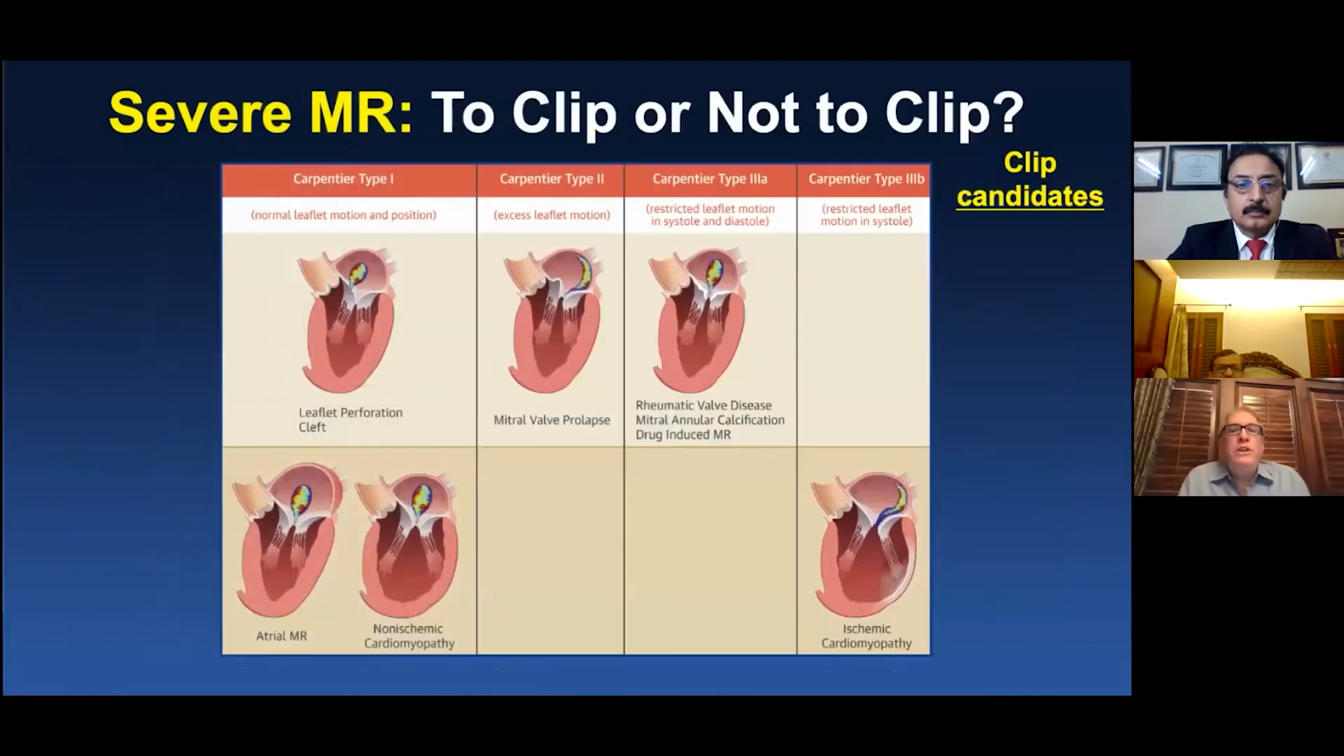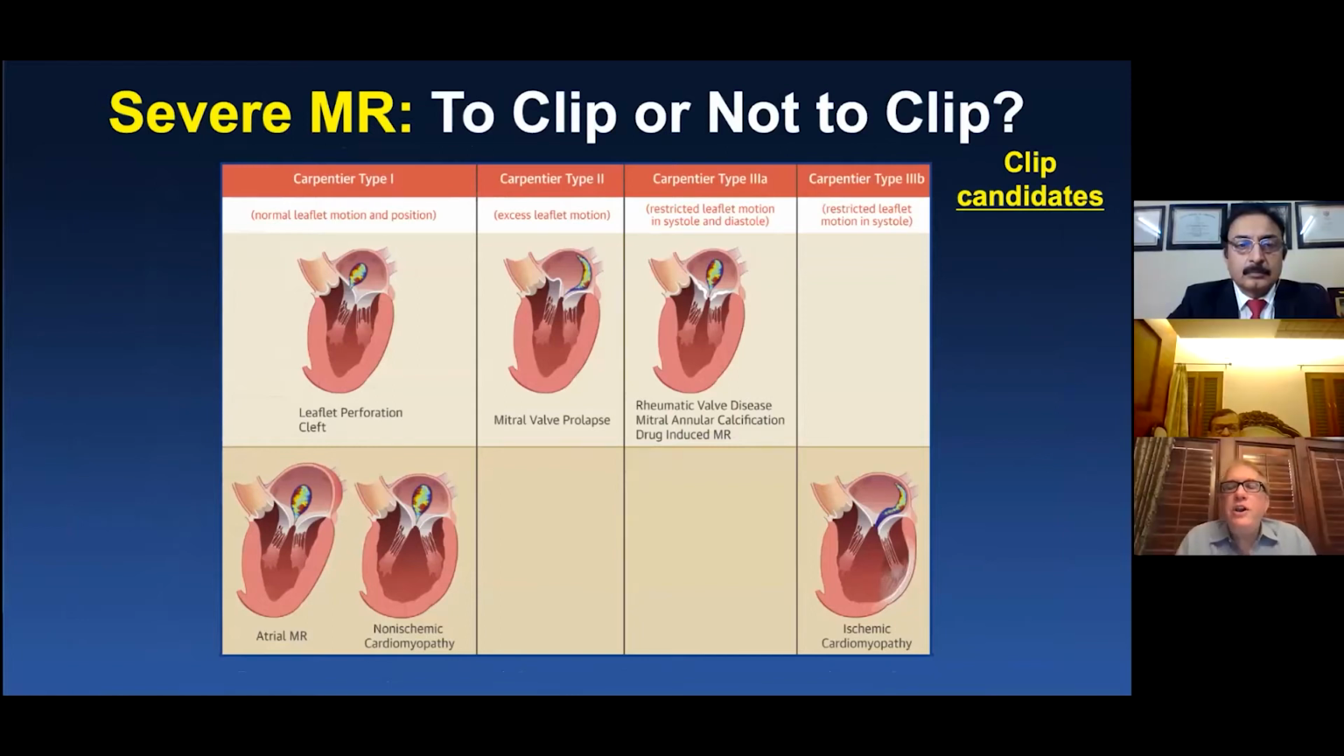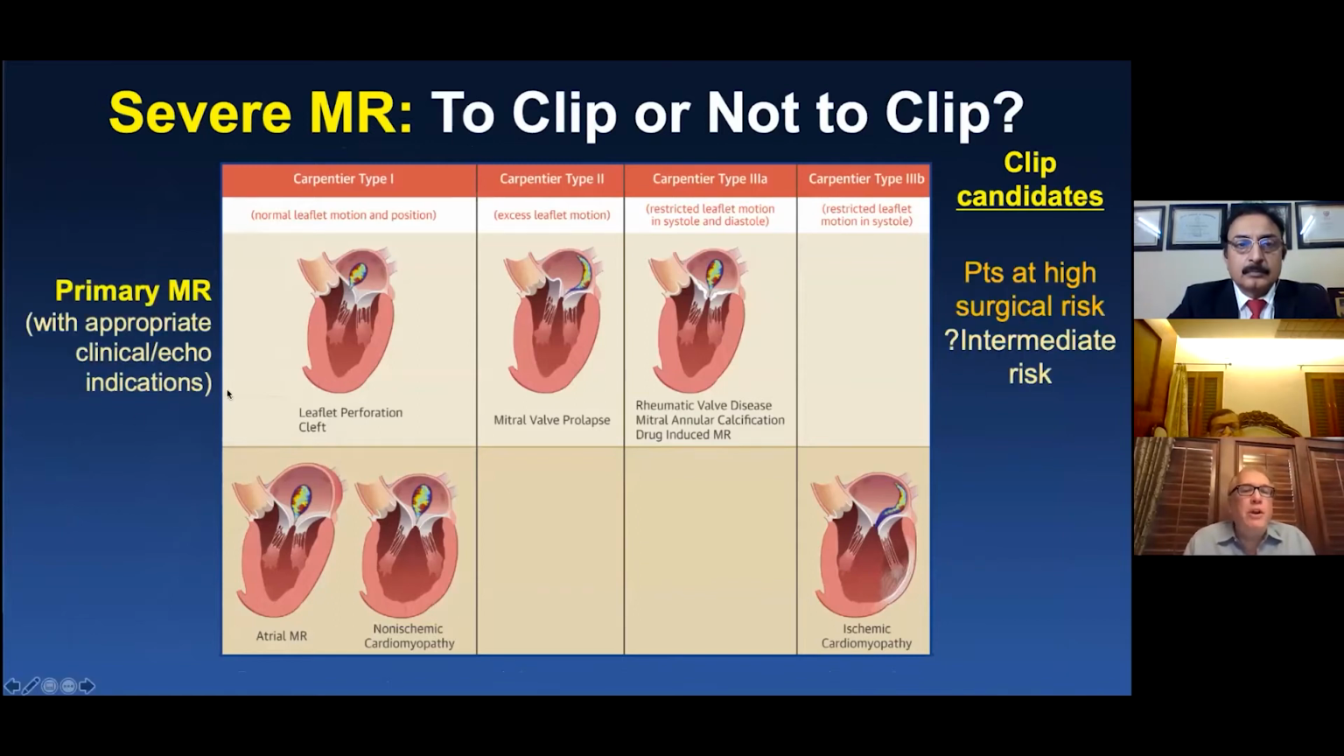So in my concluding slide, severe mitral regurgitation: to clip or not to clip. Let's come back to the Carpentier classification, and let's consider, based on this, who are clip candidates. For primary mitral regurgitation, if the patients have the appropriate clinical and echocardiographic indications, that's going to be symptomatic mitral regurgitation, appropriate for MitraClip. The patients who should primarily be considered for clip are those who have high and prohibitive surgical risk. Otherwise, surgery is the standard of care.